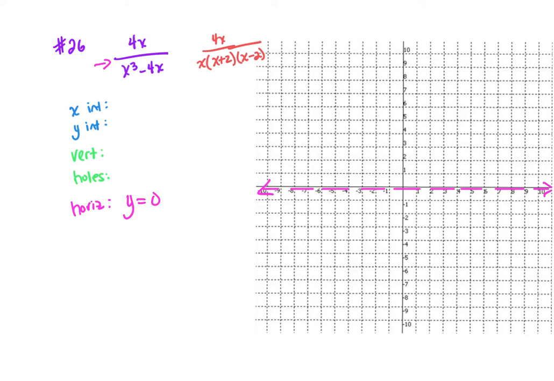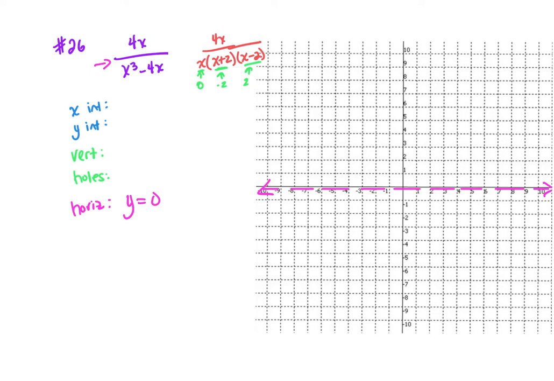All right, and so then I move up to my vertical and my holes. Those are when I look at it in factored form. So I'm going to look at those based on what makes the denominator zero. And so for holes, they should cancel out with the numerator. For the vertical ones, they shouldn't. So I know that something's going to make this zero, something's going to make that zero, and something's going to make that zero, right? What makes this first one zero? Just zero, right? What makes this one zero? Negative 2. And what makes that one zero? Positive 2. All right.